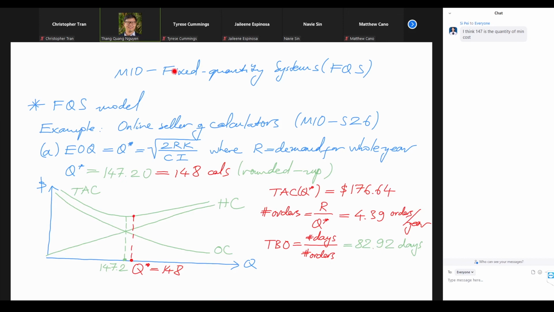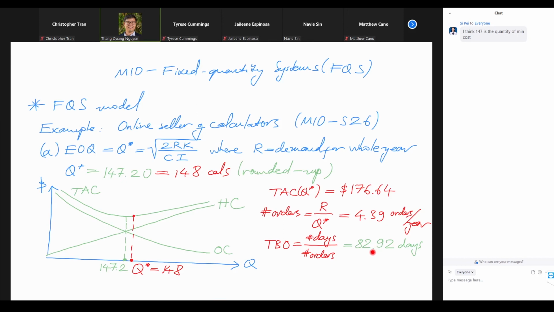Because in this fixed quantity system, we only fix the quantity that we order every time. And the time that we wait before the next order will depend on the demand. If a lot of people are coming by, then we will need to make the next order very soon, way earlier than 83 days. But if customers do not buy much, then we are going to wait for more than 83 days before we make the next order. The 83 days here is just an average number.